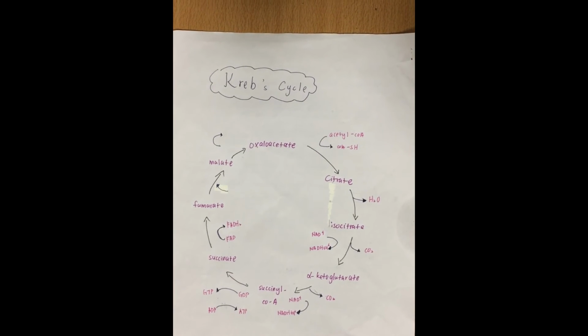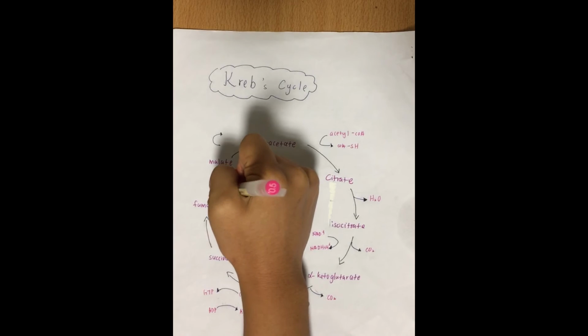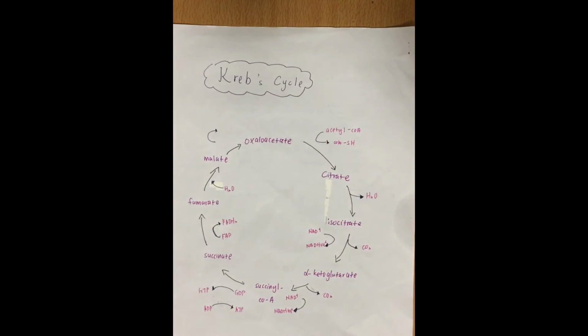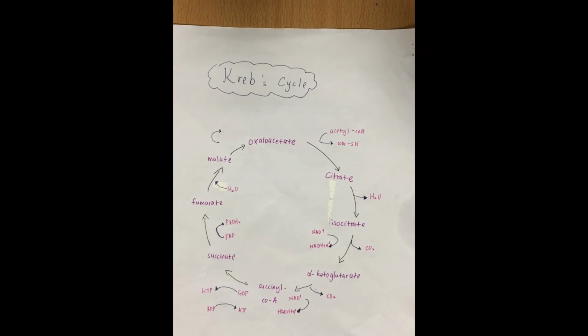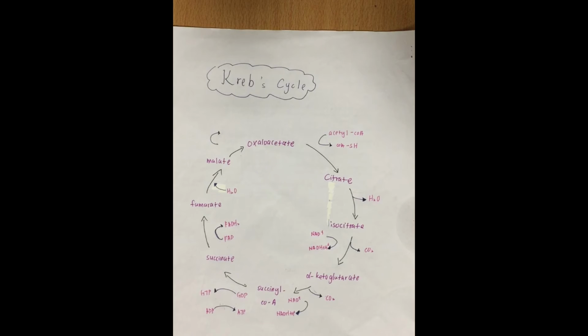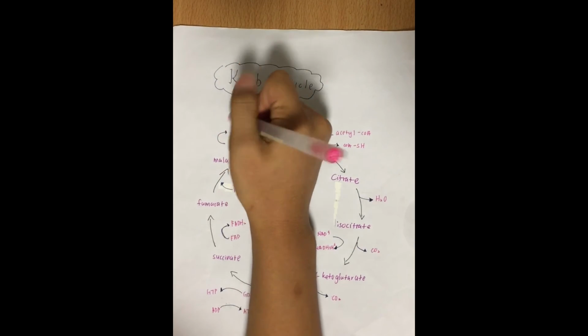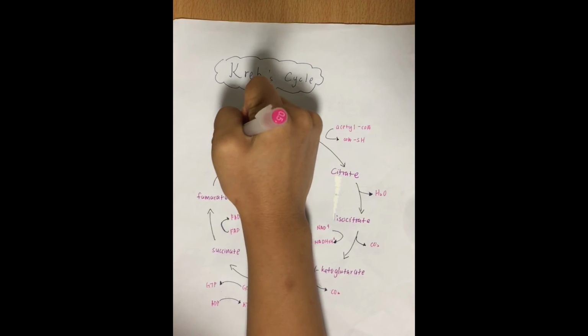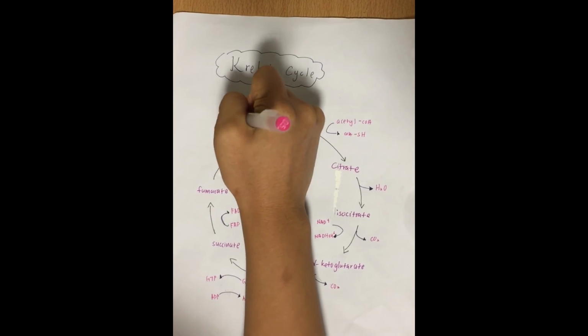In step 7, water is added to fumarate, converting it into malate. In the last step, malate is oxidized to produce oxaloacetate. During this oxidation, NAD+ is reduced to NADH plus H+.